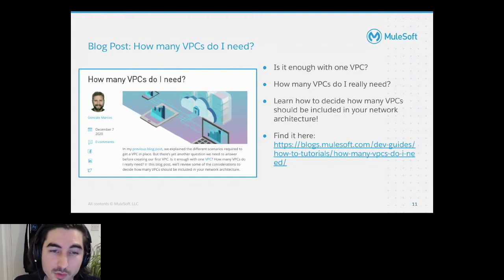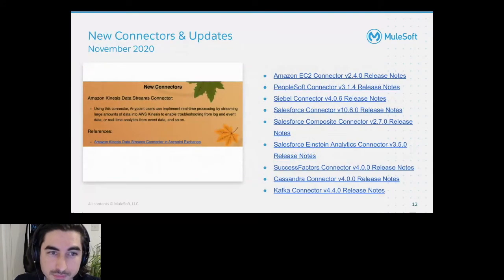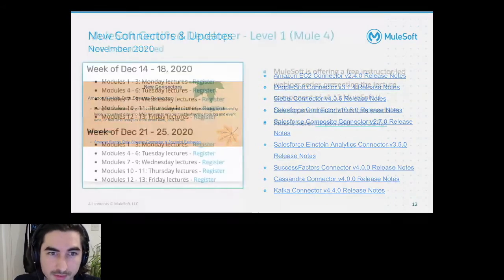So learn how to decide how many VPCs you should include in your network architecture. That is another blog post. I really recommend it. The news, these ones are coming from November 2020. In case you haven't seen it, it's all around connectors. There was a blog post as well around it, but these are all updates.